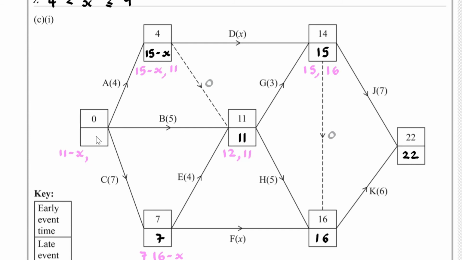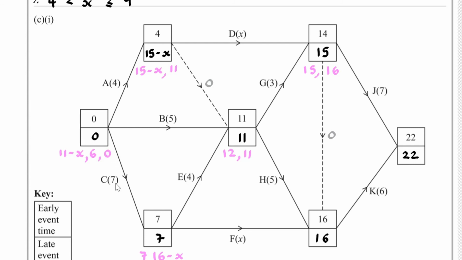Then I've got 11 subtract 5, which is 6. And then I've got 7 subtract 7, which is 0. Of course 0 is the smallest one. So now at this point, what we need to do is find the critical activities.